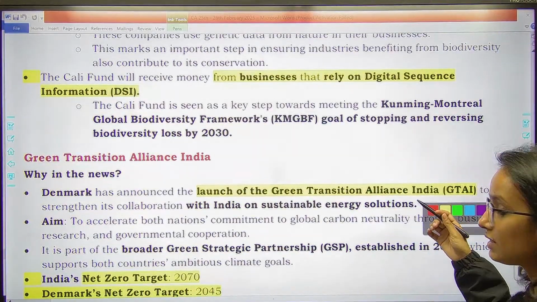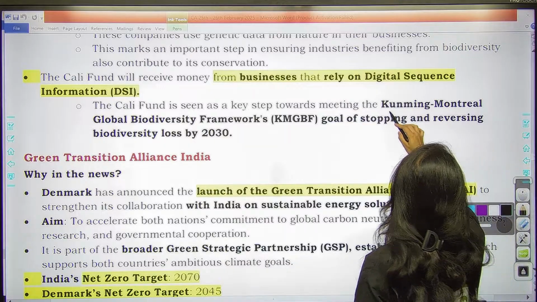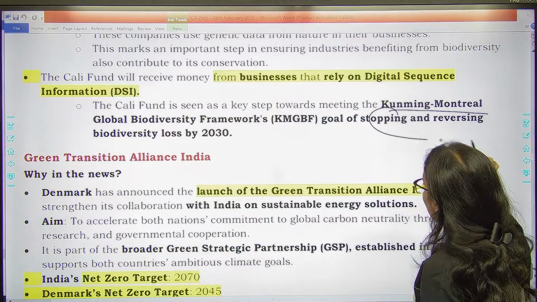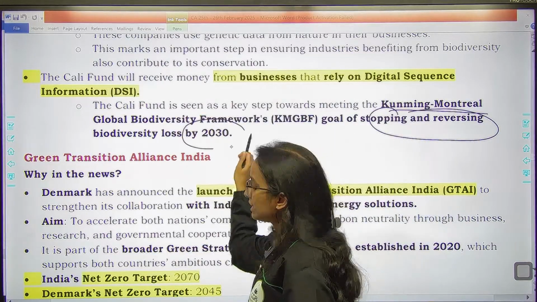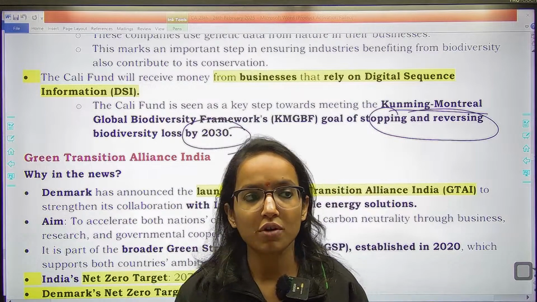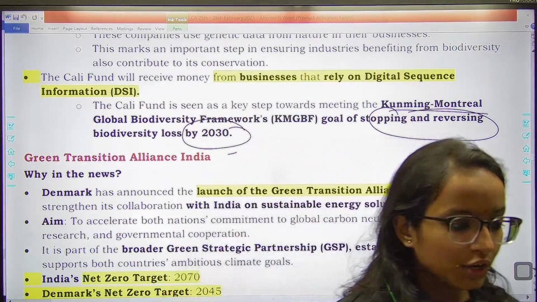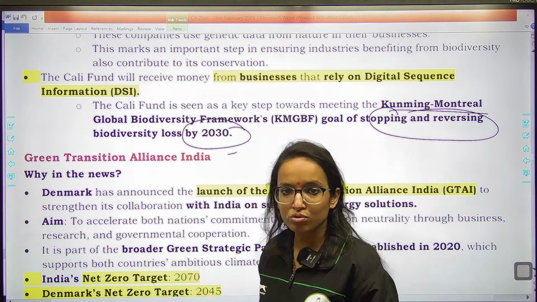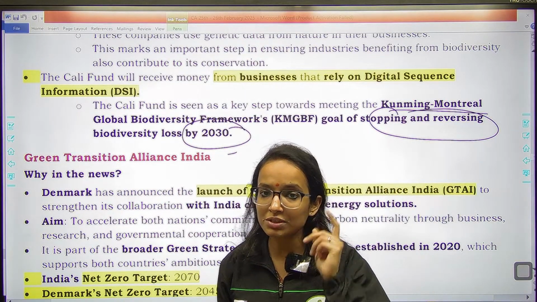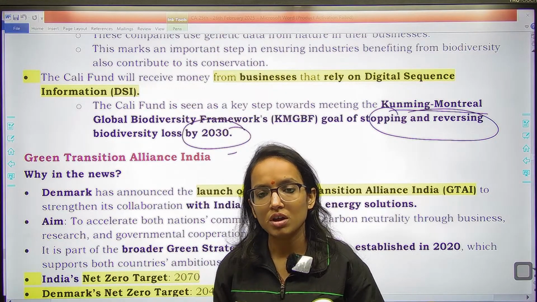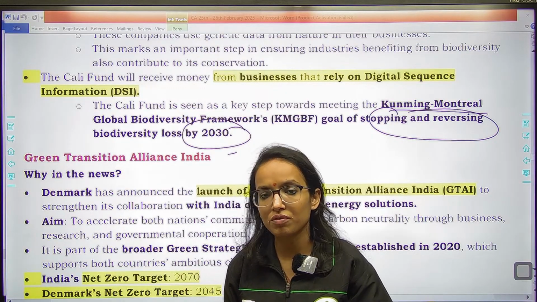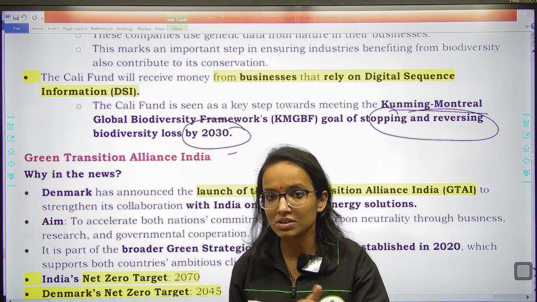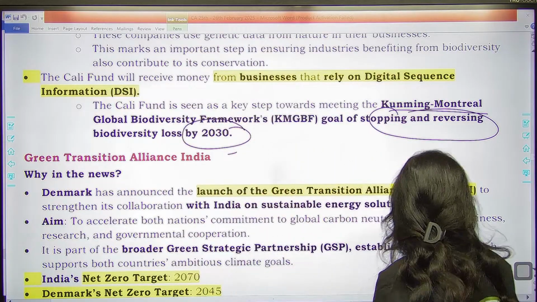Also remember, this fund is seen as a key step towards meeting the Kunming-Montreal Global Biodiversity Framework, which has a goal of stopping and reversing biodiversity loss by 2030. Remember, what is the target of the Kunming-Montreal Protocol? Kunming-Montreal Protocol का target क्या है? जितना भी biodiversity loss हुआ है, to stop it and to reverse it. Reverse मतलब to regenerate it. Try to plant new species of say flora, fauna, तो आप regenerate नहीं कर सकते, but still try to reverse and stop it by 2030.